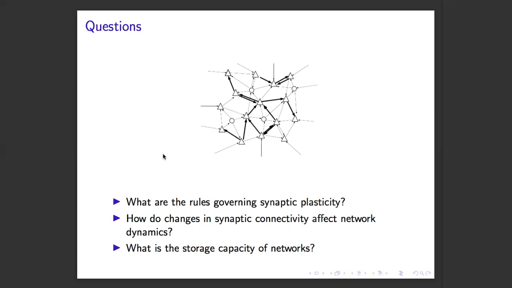So this scenario leads to many questions, and here is a non-exhaustive list of different questions. The first question is really at the level of single synapses. So this question is, what are exactly the rules that govern synaptic plasticity? How do synapses change based on the activity of pre- and post-synaptic neurons, but also on other factors that might influence plasticity? The second question is at the network level. So how do changes in synaptic connectivity affect network dynamics? And finally, there are also theoretical questions about storage capacity of networks. So how much information can you store in networks with a given architecture? So in this talk, I will address these three questions briefly in the context of specific models.